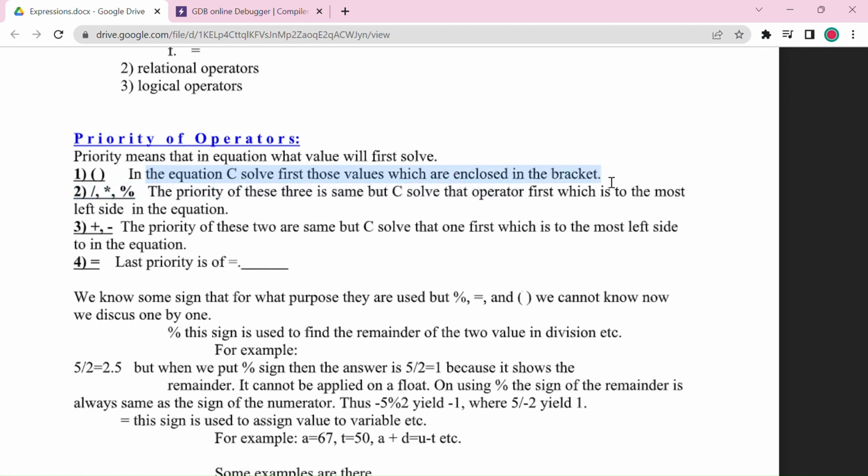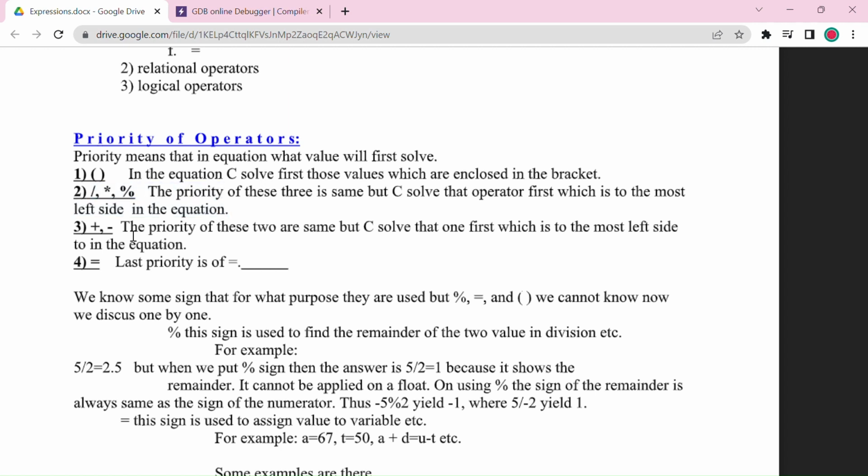In the equation, C solves first those values which are enclosed in brackets. So first, in the C program, it solves those values that are in the brackets. The priority of these three is the same, but C solves first the operator which is on the most left side. So the value that is most to the left in the equation is solved first. There's no rocket science in it.